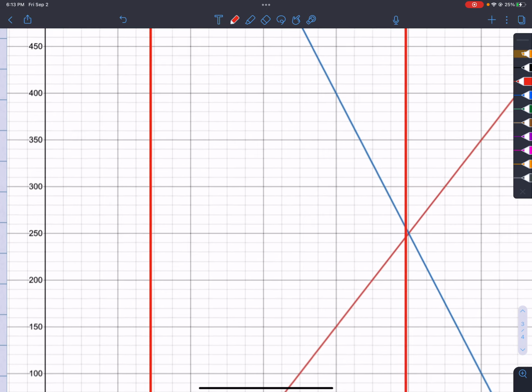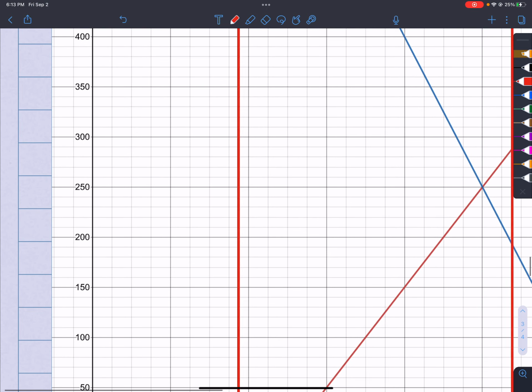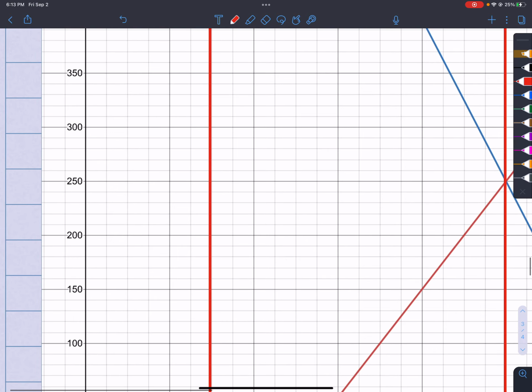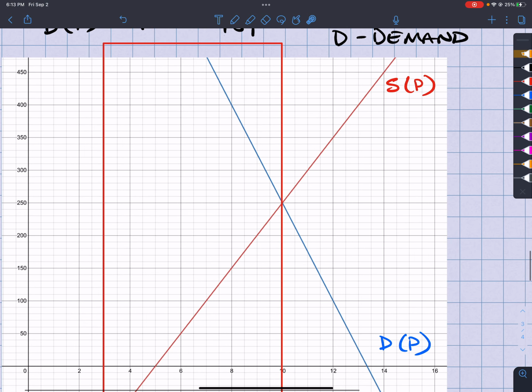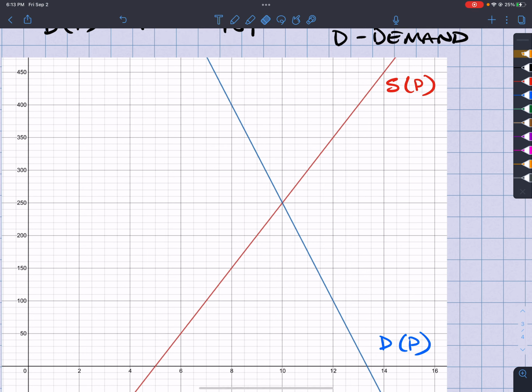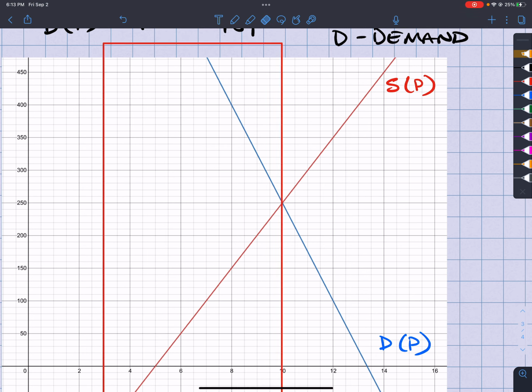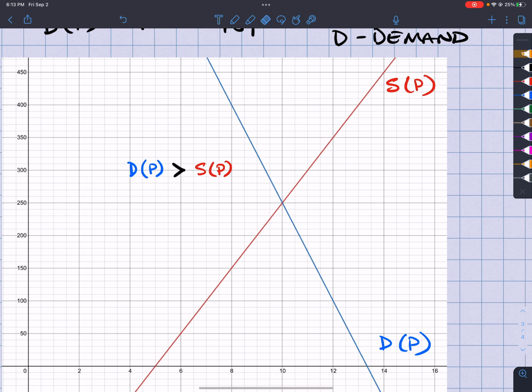So let me go ahead and zoom in right here, right, and bring it over here. Okay, so if I look at this right here, what you notice is that the blue line is above the red line, okay? So in this side of where they intersect, the blue line is above. So what this is telling me is that the demand is greater than the supply, right?